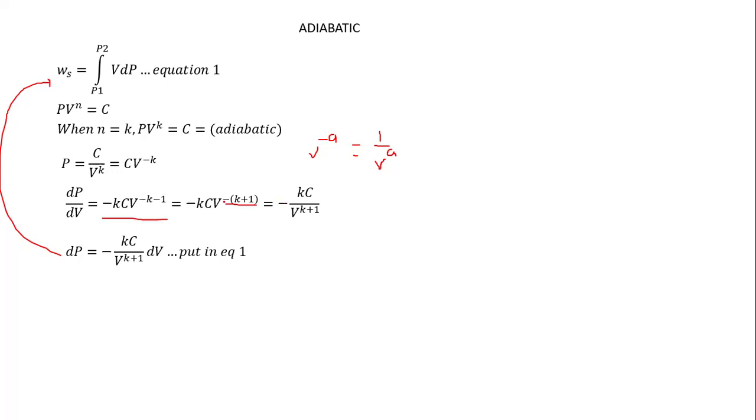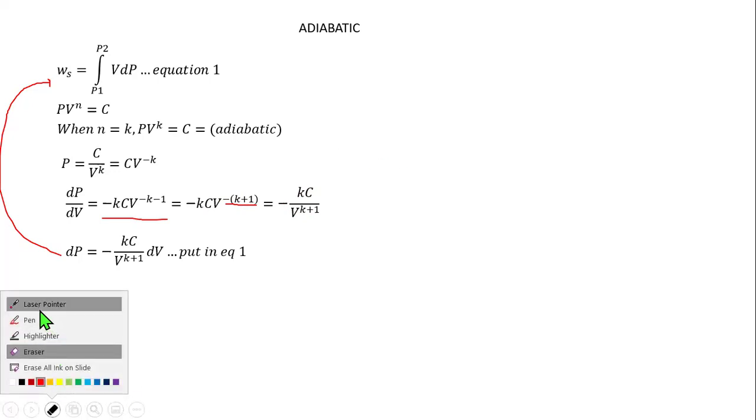So if I'm having v to the power minus k plus 1, that's why I factorized the negative out, so that I can easily do that. So I can make it kc over v to the power k plus 1.